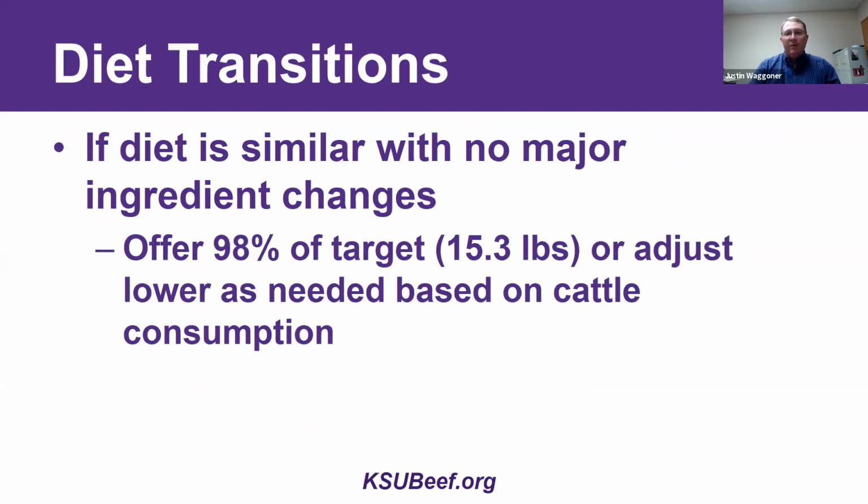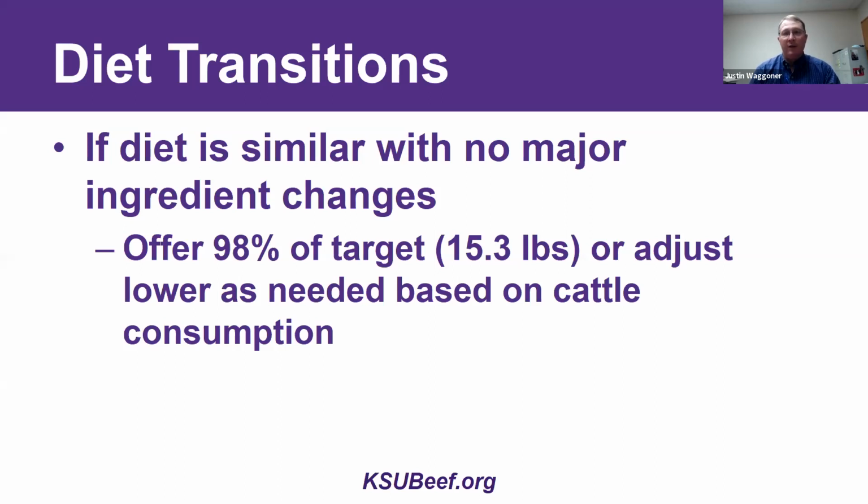So if our diet is similar with no major ingredient changes, meaning that example where we dropped in the corn screens, didn't really change the composition of that ration at all, going to feed very similar. There might be some differences in terms of the grind size on the corn, but by and large, it's a very small change to that ration at a lower inclusion level. I'm going to offer 98% of the target. So of that 15.6 pounds, I'm going to offer those cattle 15.3 pounds to start off with.